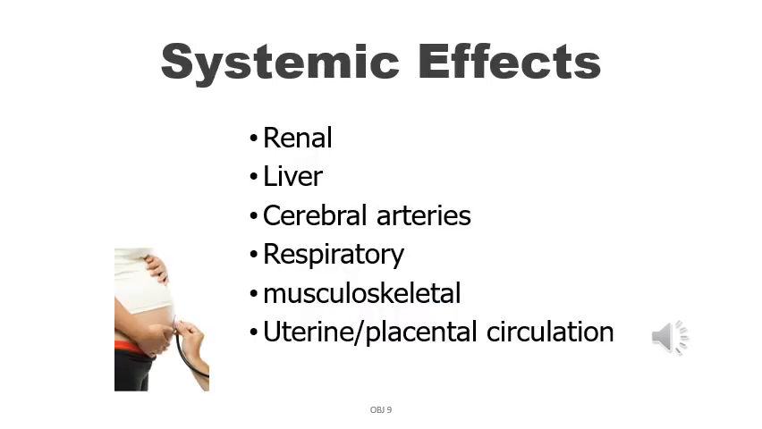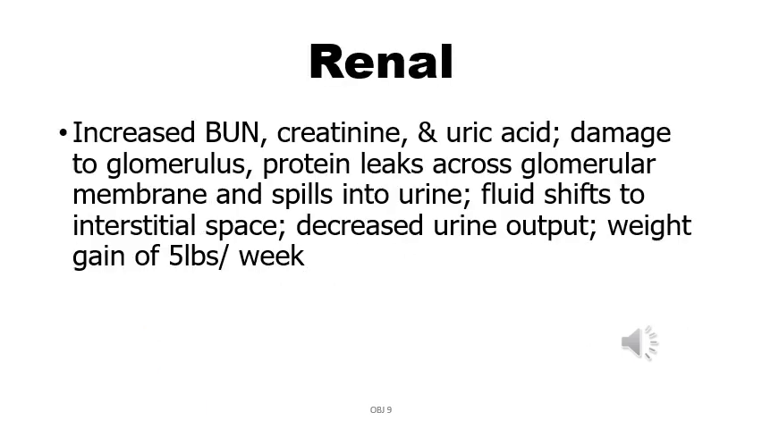Next, we'll talk about the systemic effects of hypertension and preeclampsia. We'll talk about renal, liver, cerebral arteries, respiratory, musculoskeletal, and uterine/placental circulation. So with renal, you will see increased BUN, creatinine, uric acid. There will be damage to the glomerulus, so protein leaks across the glomerular membrane and spills into the urine. Fluid shifts to interstitial space. You will have a decreased urine output and weight gain of up to 5 pounds per week.